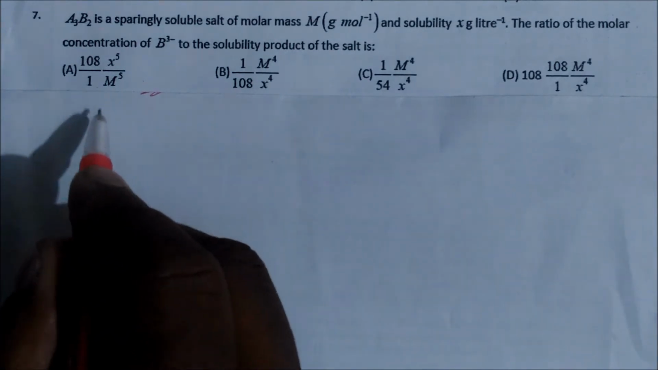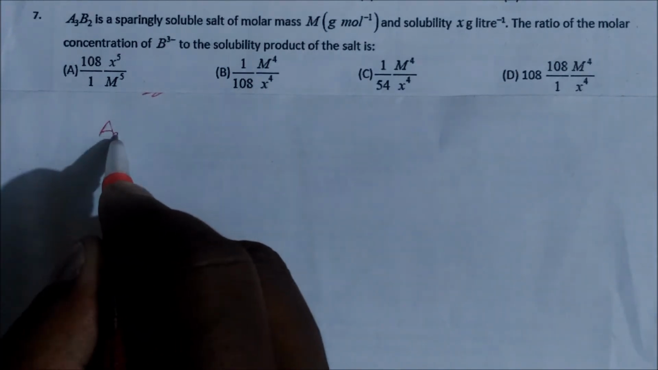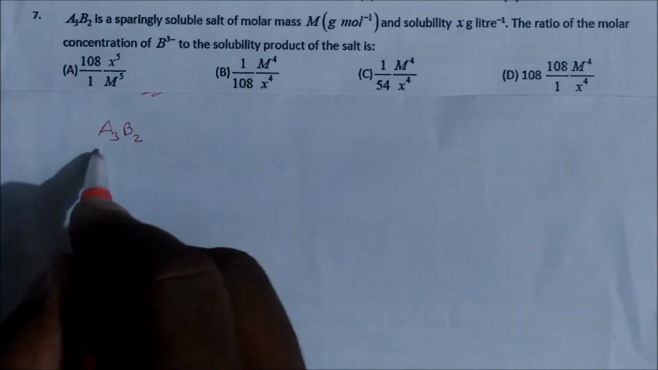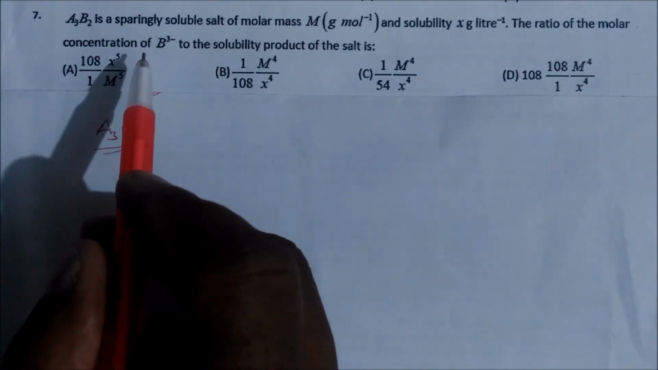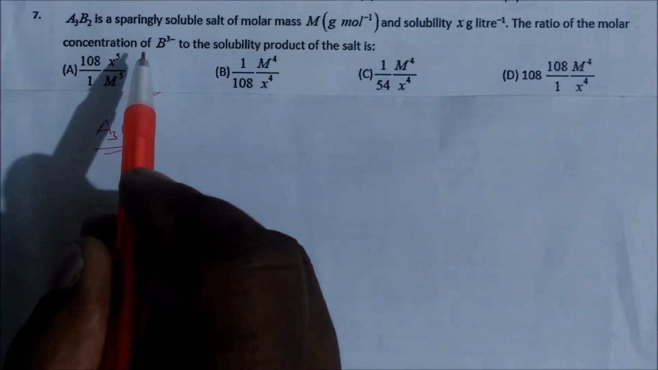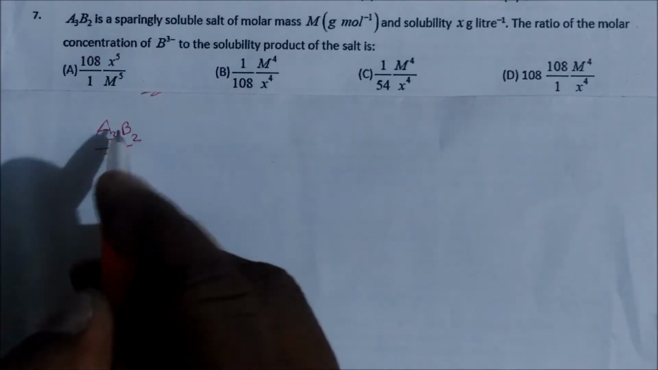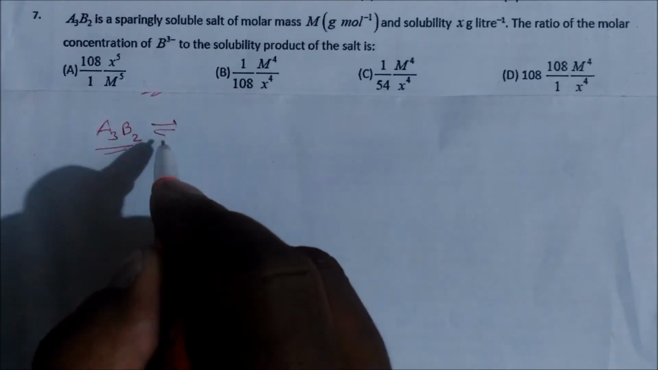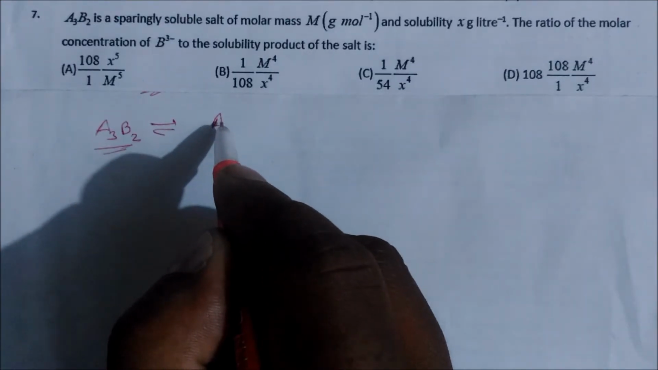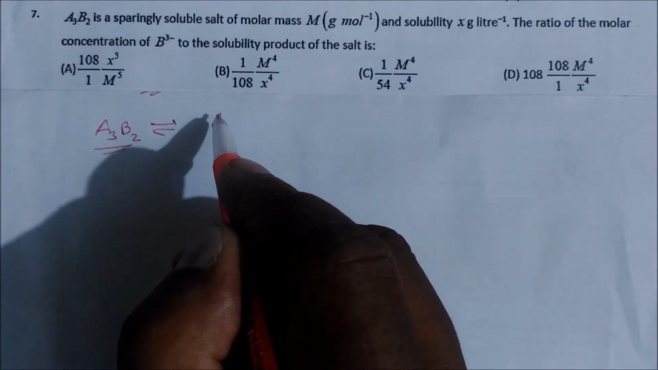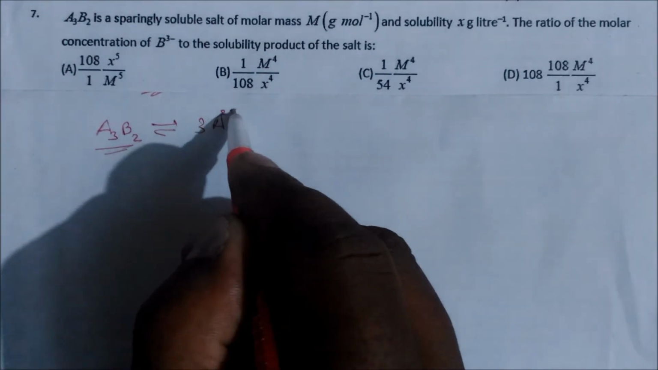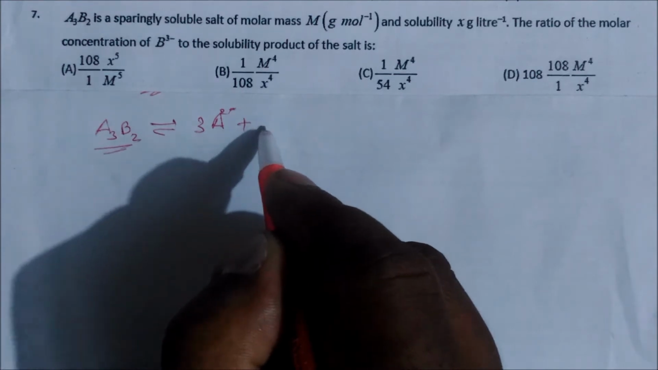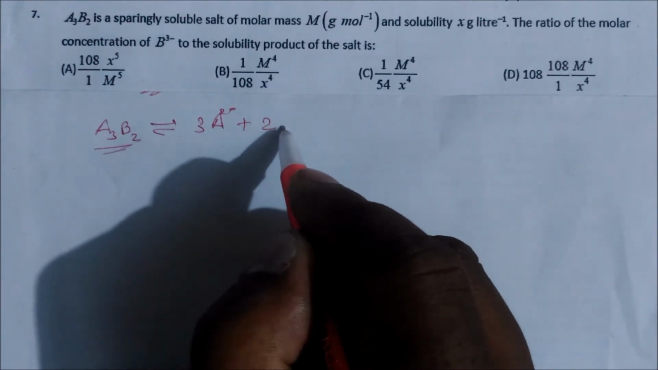So let us start with this A3B2. This is the salt. A3B2 is sparingly soluble, and you know a salt which is very less soluble in water is called a sparingly soluble salt. Then it will split into A. So this is the A, 3 molecules of A with 2 plus, and this will be 2 ions of B with 3 minus.